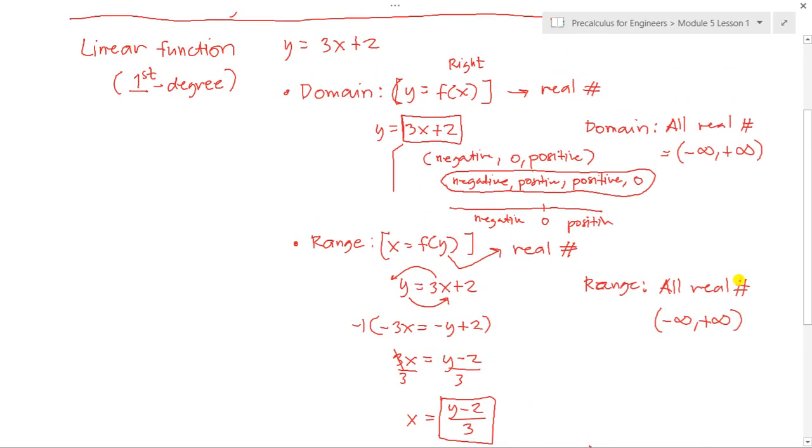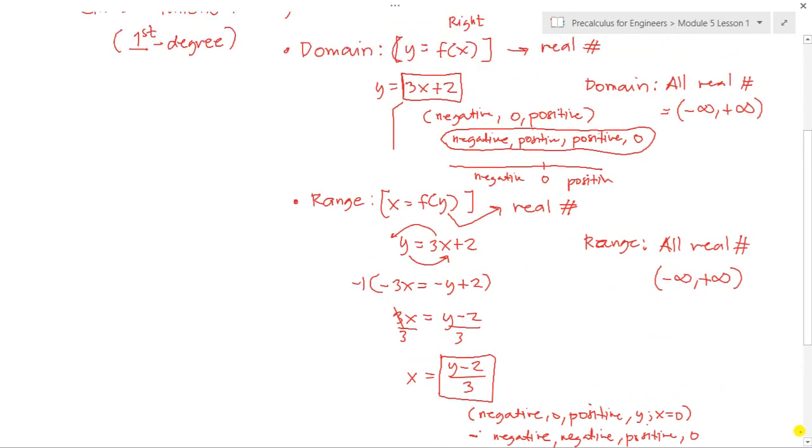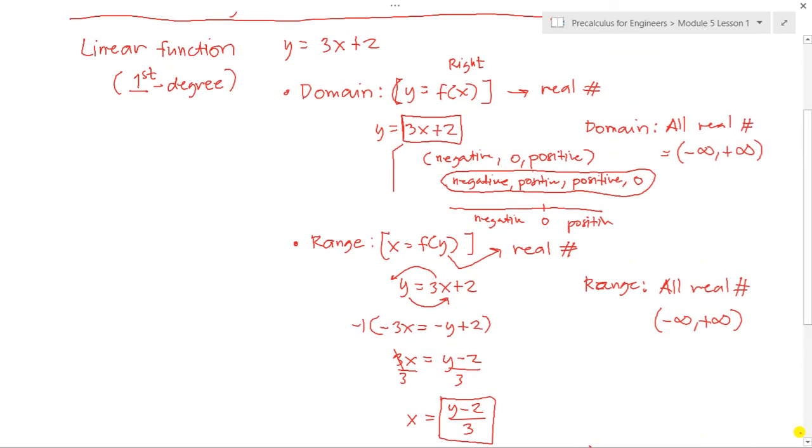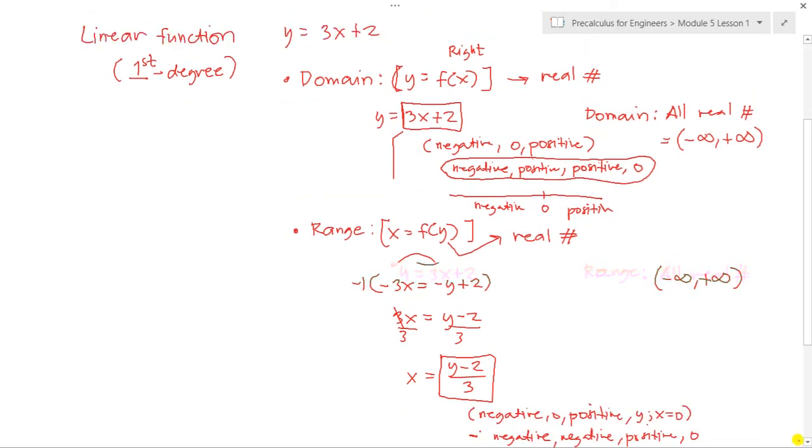That is mostly how it is for a linear function. For me, there is no restriction. It is plainly a linear function. Based on our solution here, it is automatic for all linear functions. Their domain is all real numbers, and their range is also all real numbers. Remember this for linear functions.